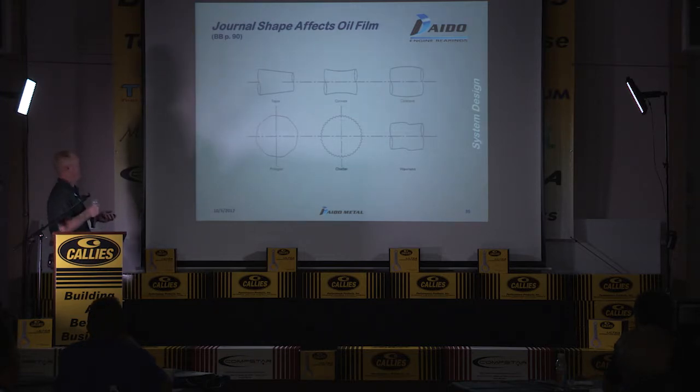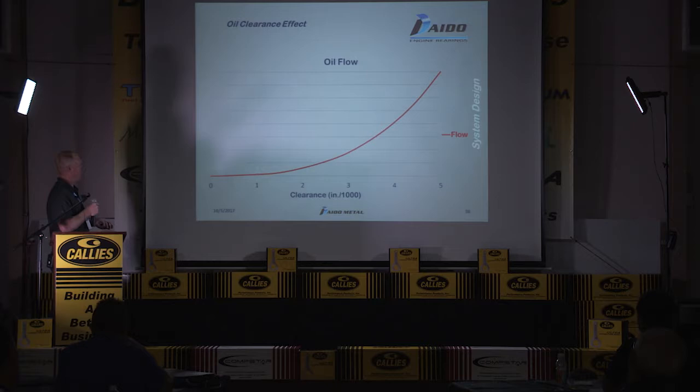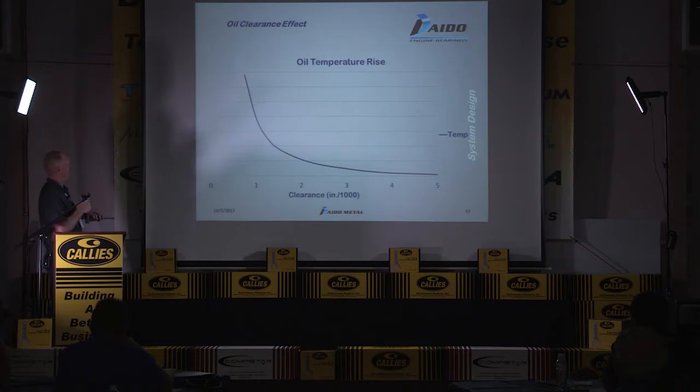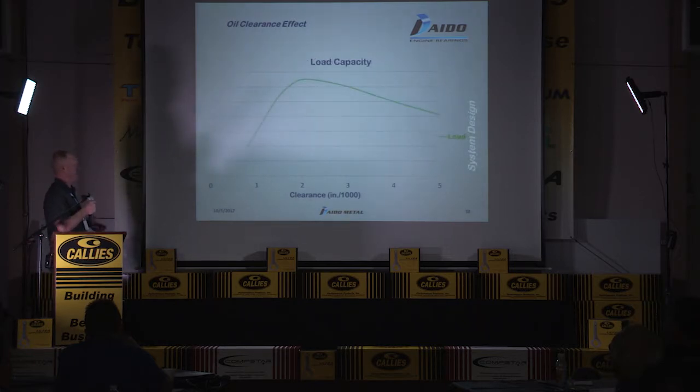Some other effects: journal shape. You can have taper, convex, concave. These are things that you'll see in wear patterns usually on the bearings. As a general guideline, as your clearance goes up, your oil flow through that bearing is also going to increase. Oppositely, as your clearance goes up, you have an oil temperature decrease, because that oil flow moving through that part is cooling. It's doing a better job of cooling that bearing.